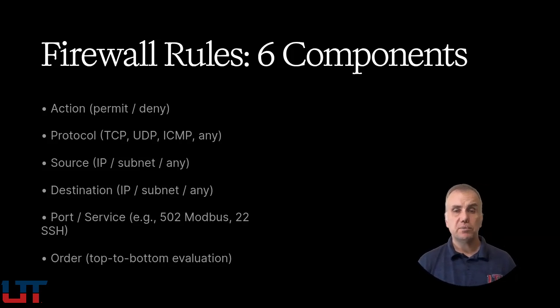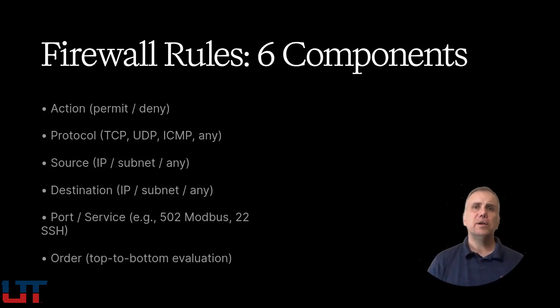The source is where the traffic originates. A specific IP address, a range of addresses specified as a subnet, or any for all sources. The destination is where the traffic is going, and has the same options as the source. The port or service specifies the destination port number for the service being accessed. For example, port 502 for Modbus, or port 22 for SSH.